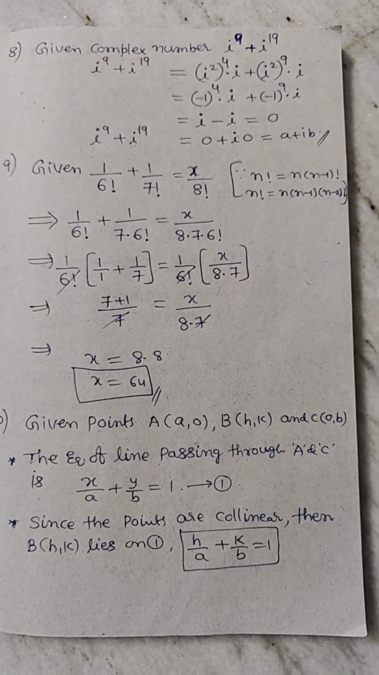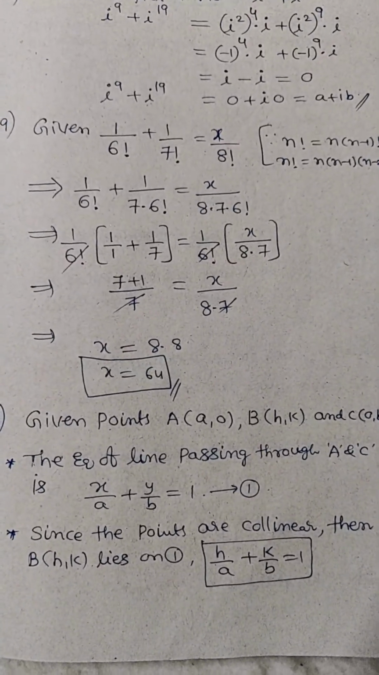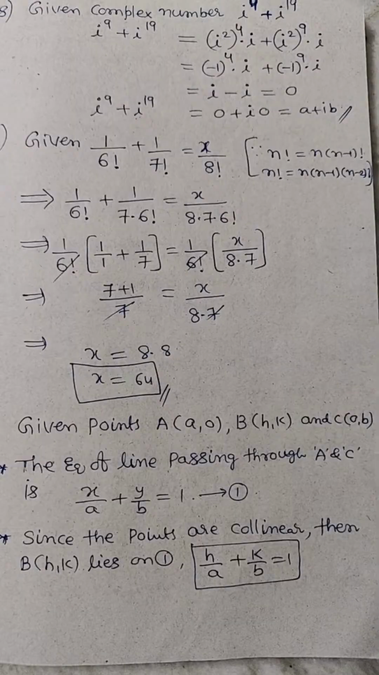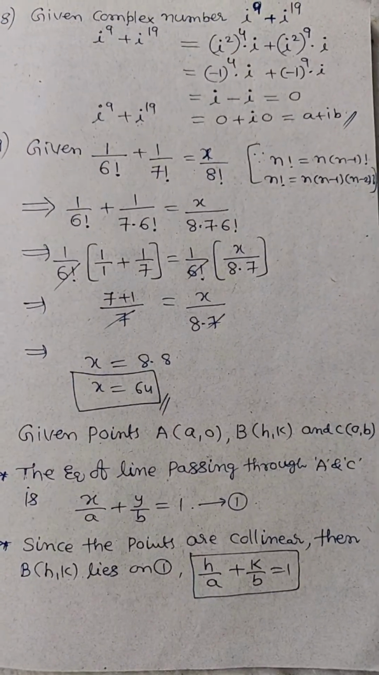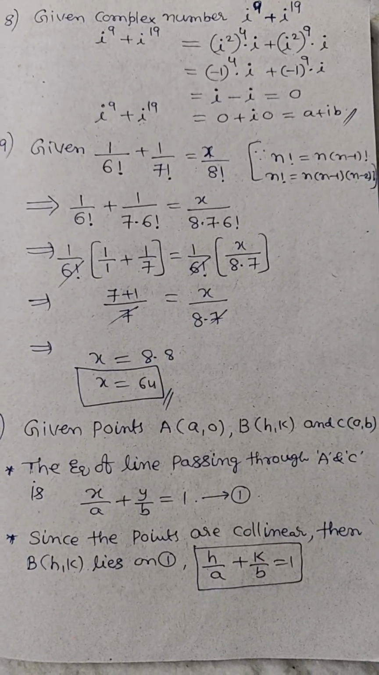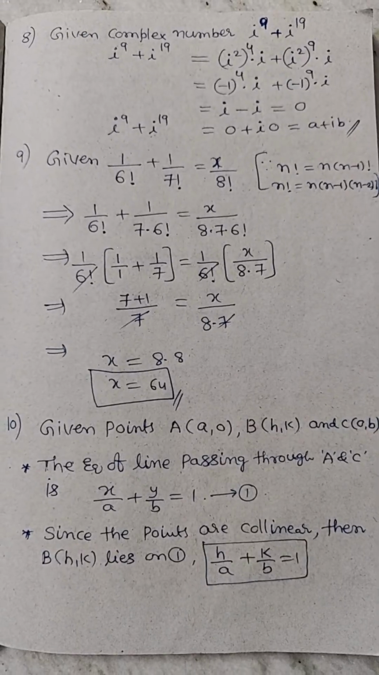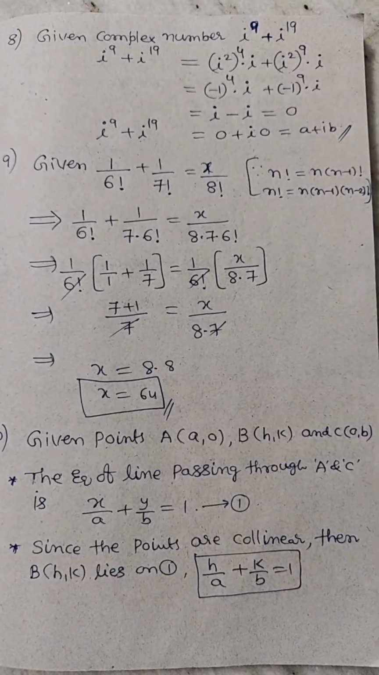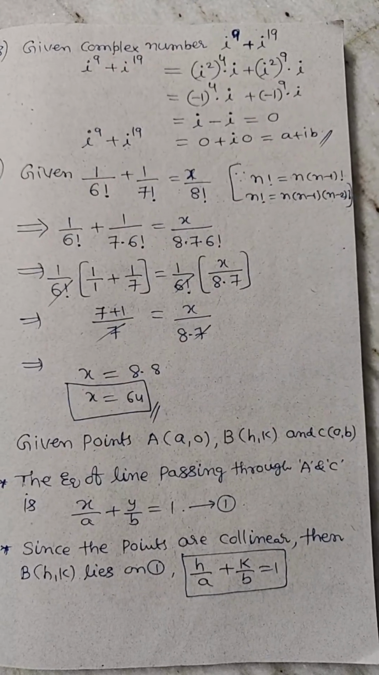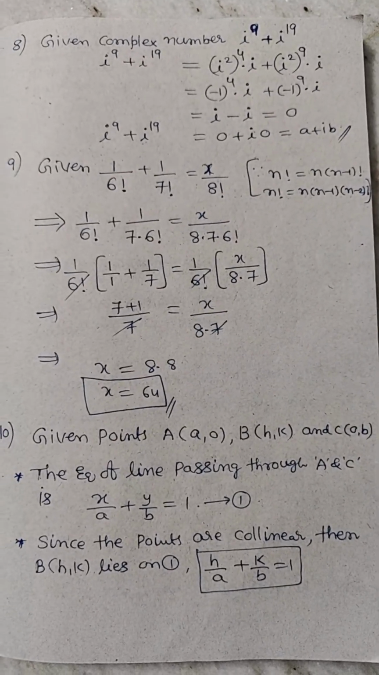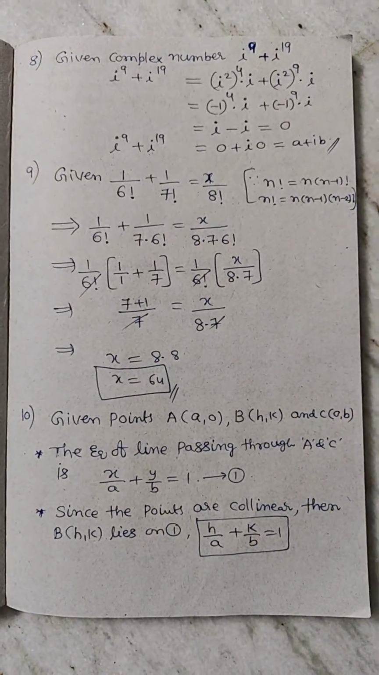So, take 1 by 6 factorial common from both sides. 1 by 6 factorial into (1 by 1 plus 1 by 7) equals 1 by 6 factorial into x by 8 into 7. So 1 by 6 factorial will be cancelled. 7 plus 1 is 8, so 8 by 7 equals x by 8 into 7. 7 gets cancelled, so x equals 8 into 8. So x equals 64. So we got the value of x is 64.